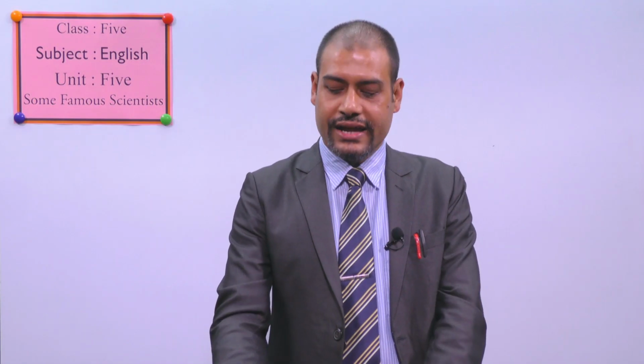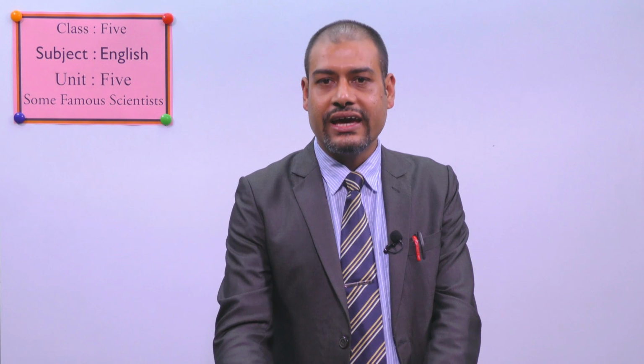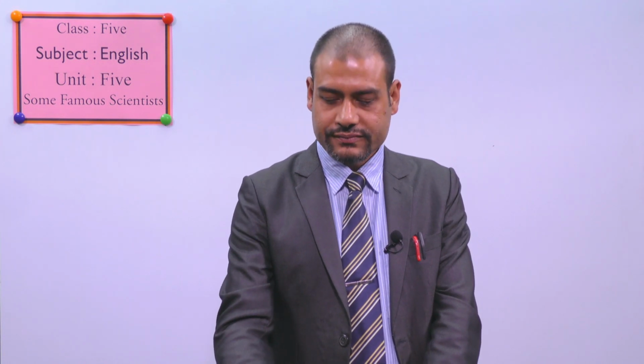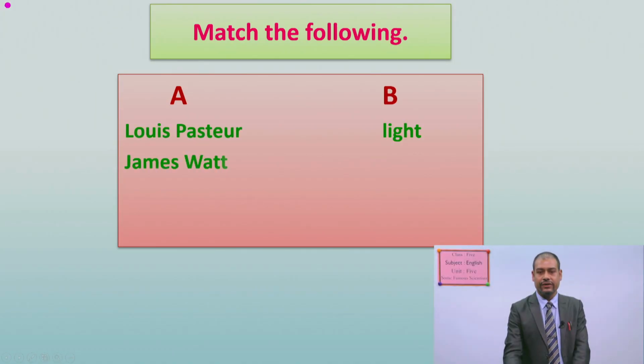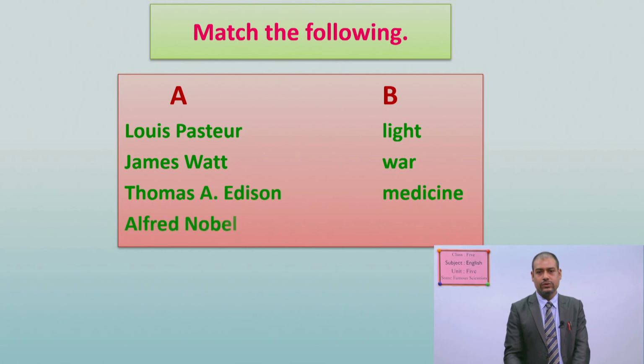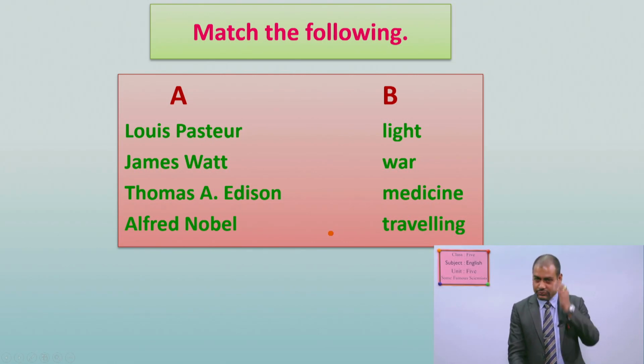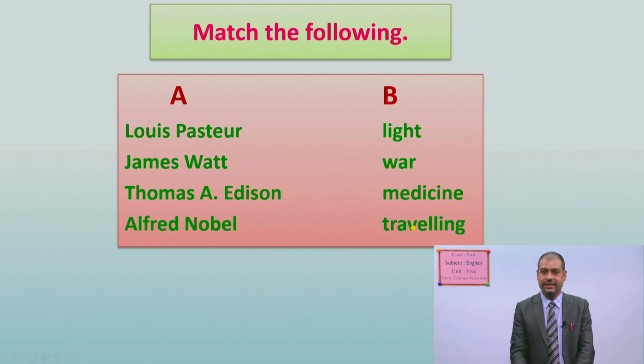Okay, now the last exercise we have is match the following. Now you have to match the following of these words. Louis Pasteur. What did Louis Pasteur do? Okay, light or war or medicine or traveling. You have to think. Later on I will show you. James Watt. Again you have to find out. Thomas Alva Edison. Again, okay, and Alfred Nobel.